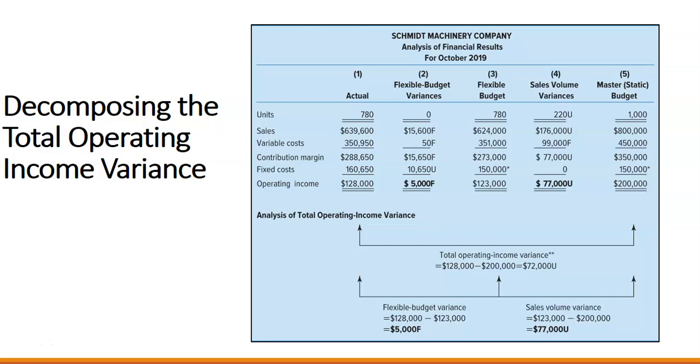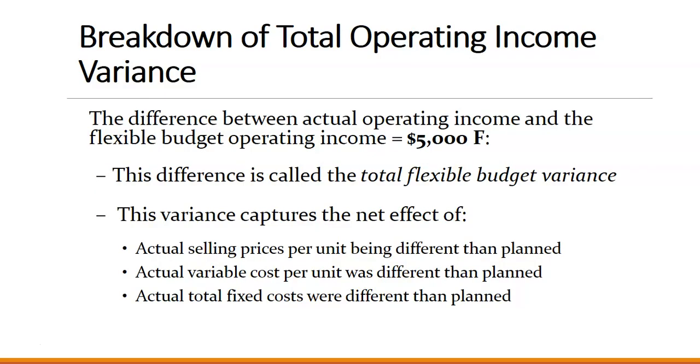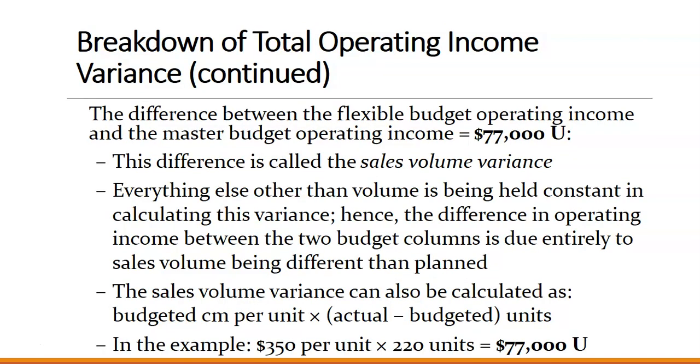We can then break these variances down further into different components of our production schedule. I already talked about this breakdown of our total flexible budget variance. This is the difference between our flexible budget and our actual budget. Then we had the difference between the static budget and the flexible budget. That's called the sales volume variance. Almost everything in this variance is caused only by the difference in the sales volume.